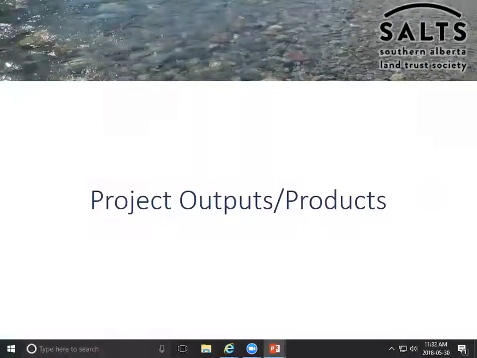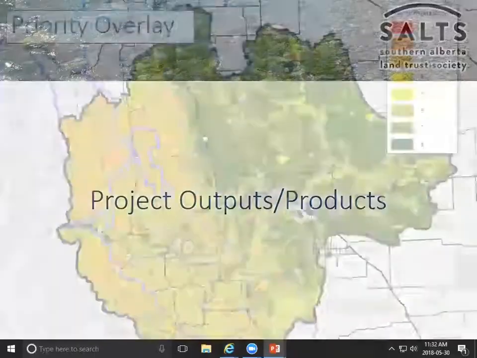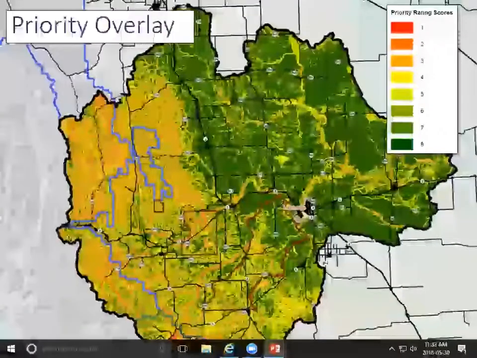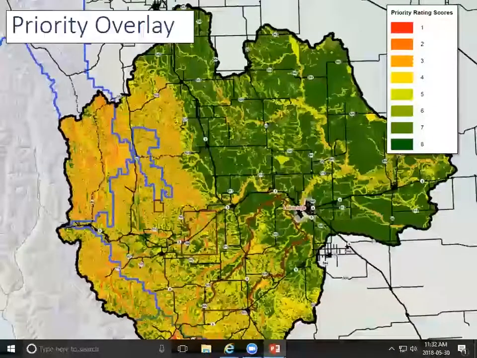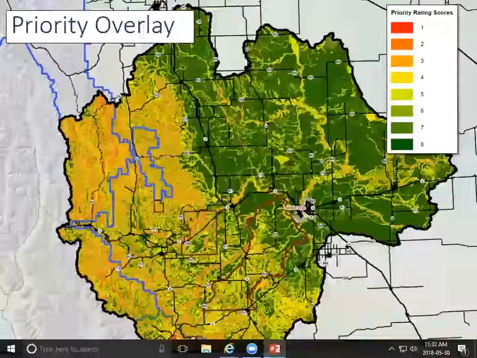So from all that, what in the end did the project create? The first one was to take all those layers and put them into an overlay. And this is the overlay map. There was lots of debate about what color scheme to use, and I apologize if there are folks that are red-green colorblind. This is probably not a great map, and there's lots of discussion about how to best represent this.